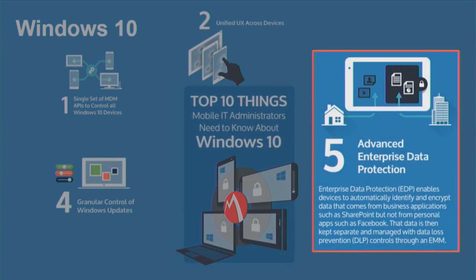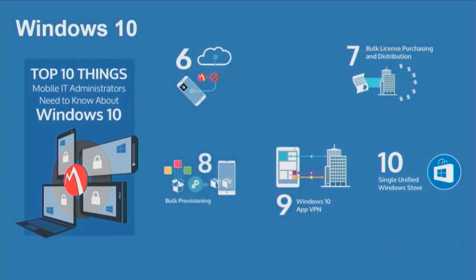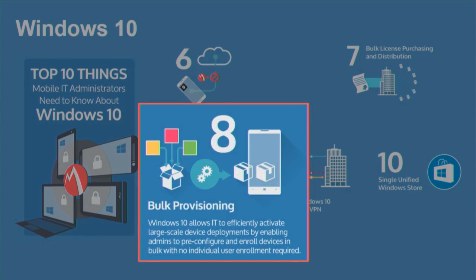Advanced Enterprise Data Protection gives you a way to secure business apps and determine which data you want to share. This will be supported in future versions of Core. Bulk provisioning gives IT admins a way to configure preload MDM profiles on many devices to expedite rollout, and when the user turns the device on, it's automatically enrolled using certificate-based authentication.